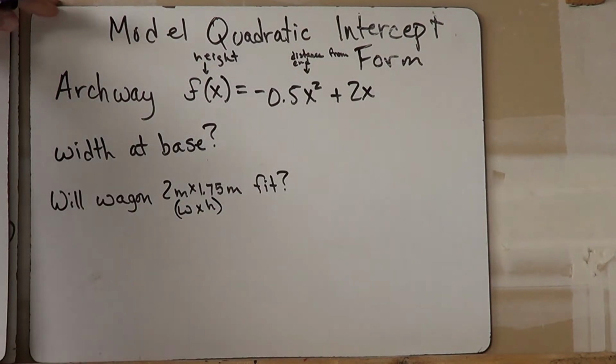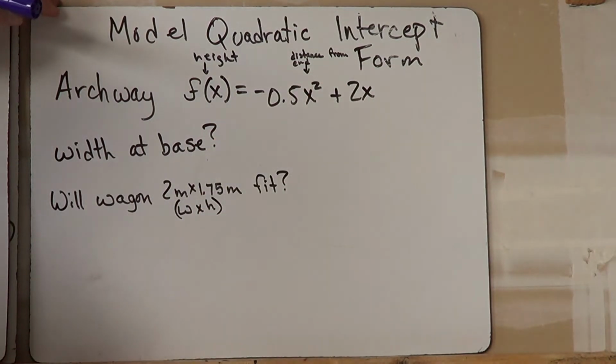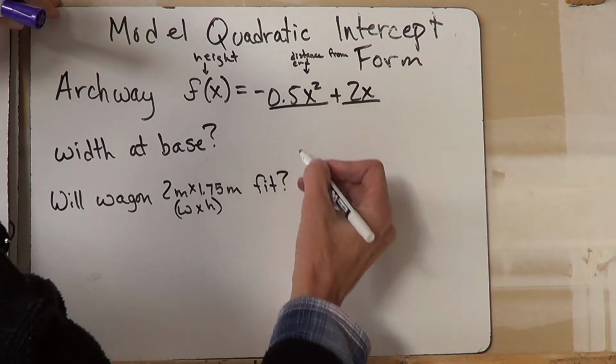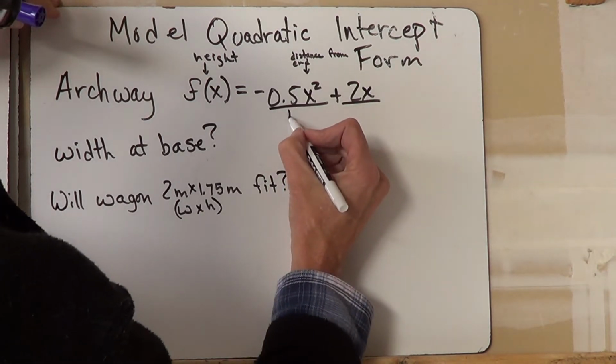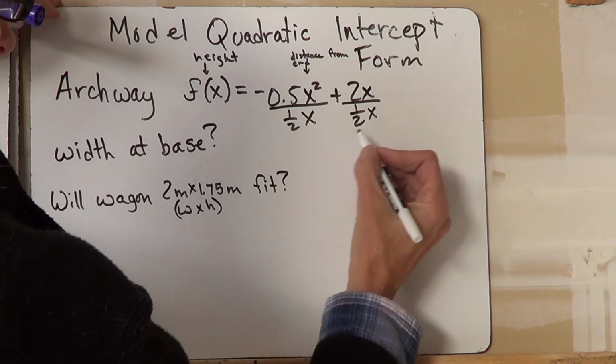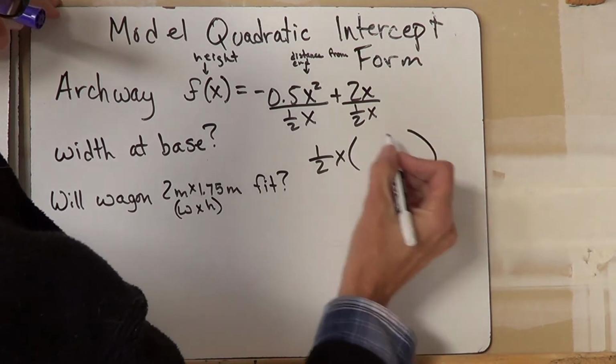Modeling with quadratic intercept form. We have an archway that's -0.5x squared plus 2x. I would have a tendency on this one, since it's got a fraction, not to do standard form. I would have a tendency to factor, and probably get rid of that 1/2. So half x, bring that out to the front. And remember, when you distribute this, you should get that answer.